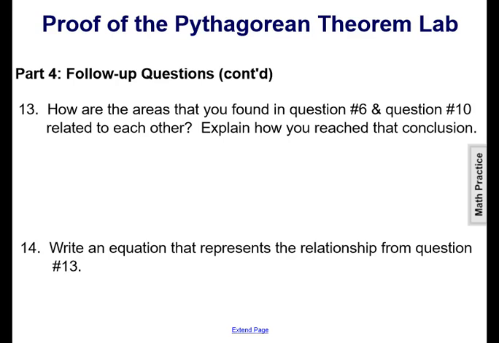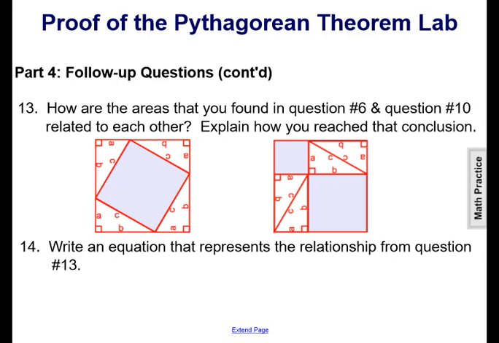Now we'll move on to the next questions, 13 and 14. Question 13 is asking, how are the areas that you found in question 6 and question 10 related to each other, and how we came to that conclusion. And then question 14 is asking if we can write an equation that represents the relationship we're finding in question 13.